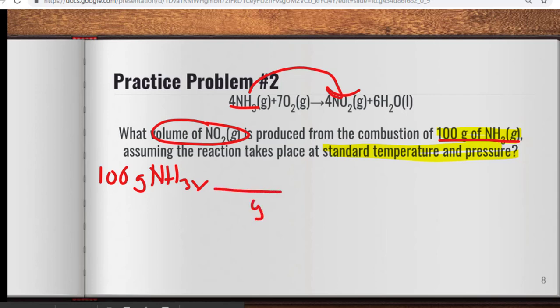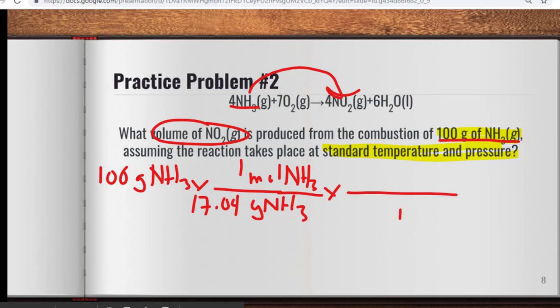Grams of NH3 on the bottom of the next step, and we want to convert that to moles of NH3. We check our molar mass for that, and that's going to be 17.04. Again, moles of NH3 on the bottom of the next step, and what we want to get this into is moles of NO2. We always want to get it into what the question is asking for.